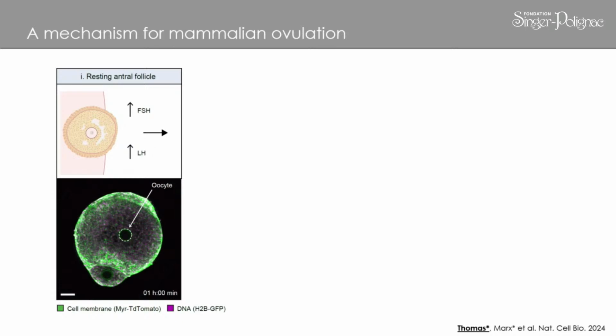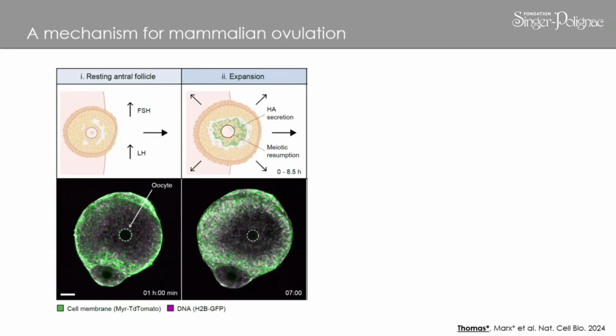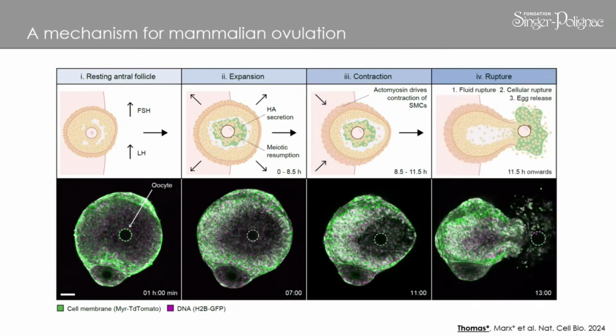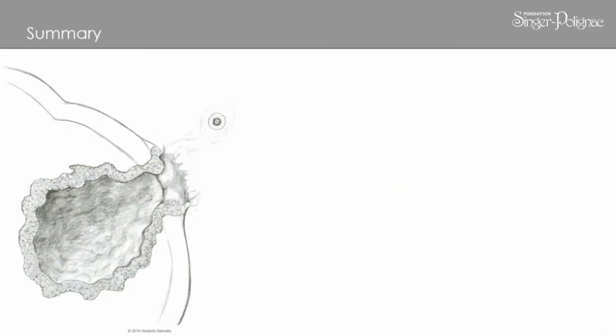So to present you with a mechanism for mammalian ovulation, we start with a resting antral follicle that's exposed to follicle-stimulating hormone and luteinizing hormone to initiate ovulation. This causes the follicle to first expand, which we showed is driven by hyaluronic acid secretion, and we showed this generates an osmotic gradient between the inside and the outside of the follicle, causing fluid influx and follicle expansion. Expansion is followed by follicle contraction, which is driven by actomyosin contractility in smooth muscle cells in the outer layer of the follicle. And finally, the follicle ruptures and the egg is released.